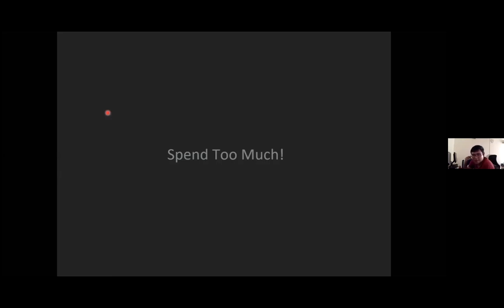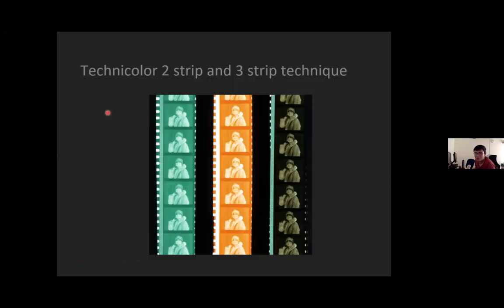But it's so expensive. They spent way too much. It's not even economical. Why? Because last time when they shot black and white, they only used one film strip, one reel. But right now, with Technicolor two strip or three strip, they need two or three different strips of film. So that is three times the cost they need to spend.